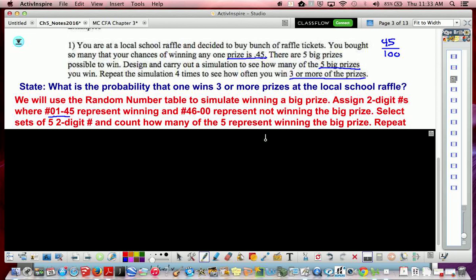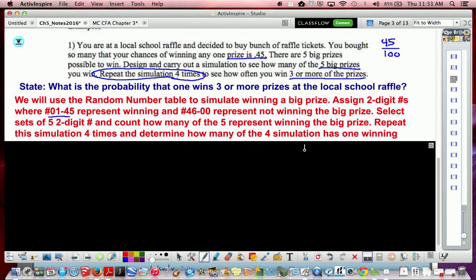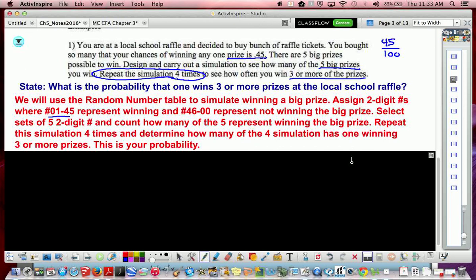But how many times do I want to repeat this process? I want to repeat it 4 times. So I'll say repeat the simulation 4 times. Then determine how many of the 4 simulations had me winning 3 or more prizes, because that will be our probability. If it happens 0 times out of the 4, my probability would be 0. Happens 1 time where I win 3 or more, 1 out of 4. 2 out of 4, 3 out of 4, or if it happened all 4 times, my probability would be 100%. So just like when we were picking random samples, you can simulate all sorts of experiments that involve a probability.